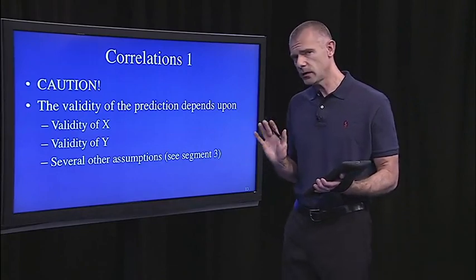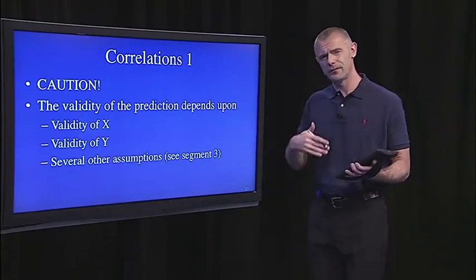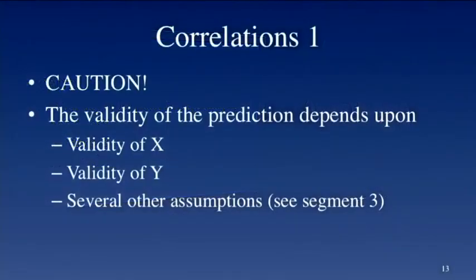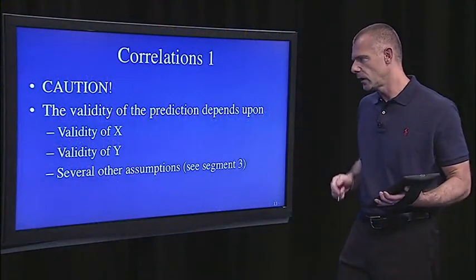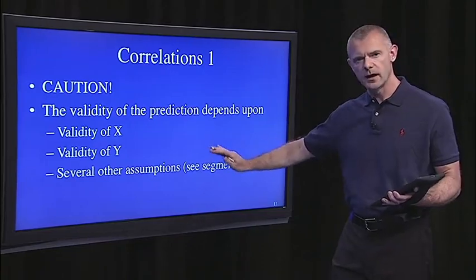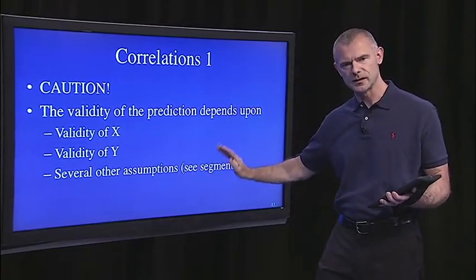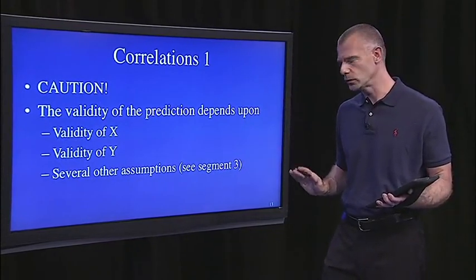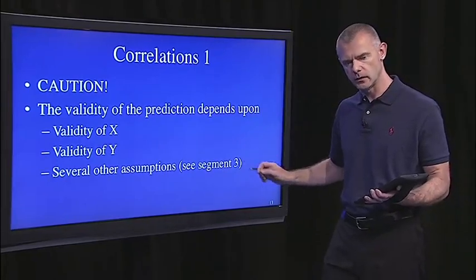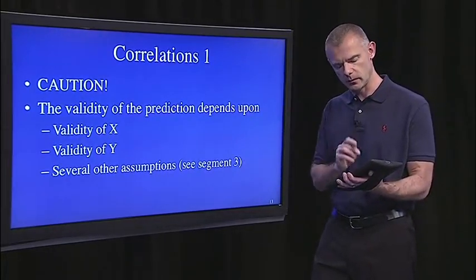Another caution is with respect to the validity of the prediction. Is it valid to make this prediction? That too will depend on the validity of our measures. And again, in lecture 5, we'll talk about validity in more detail. Here, we're going to talk about several assumptions, statistical mathematical assumptions, underlying the correlation approach. And I'll dig into those in more detail in segment 3 of the current lecture.